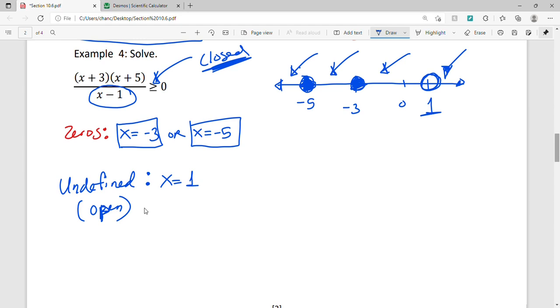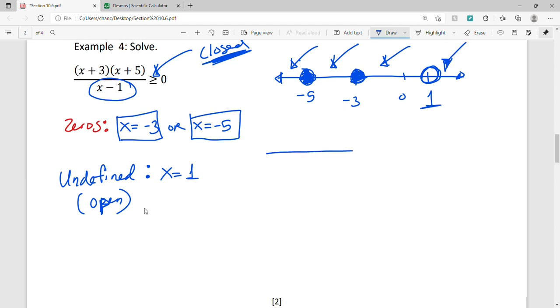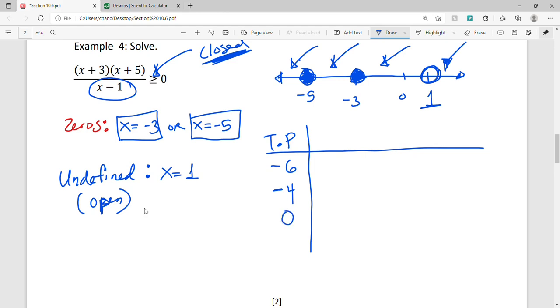To do this, we'll use a sign chart again to find our solution set. Let's pick some test points. Anything we want to the left of negative 5, we'll pick negative 6. Anything between negative 5 and negative 3, let's pick negative 4. Anything between negative 3 and 1, I'll choose 0. That's an easy number. And to the right of 1, let's pick 2.